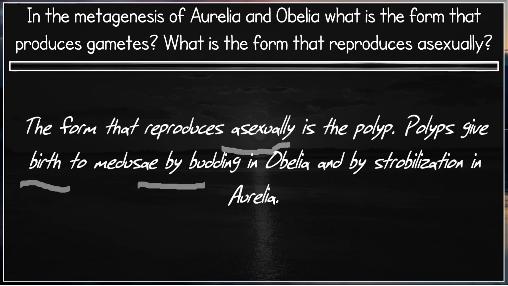The form that reproduces asexually is the polyp. Polyp gives birth to medusae by budding in Obelia and by strobilization in Aurelia.